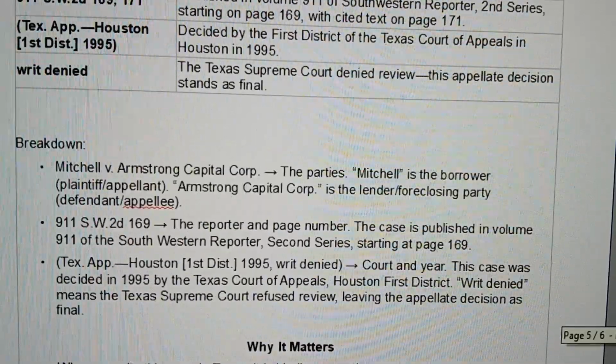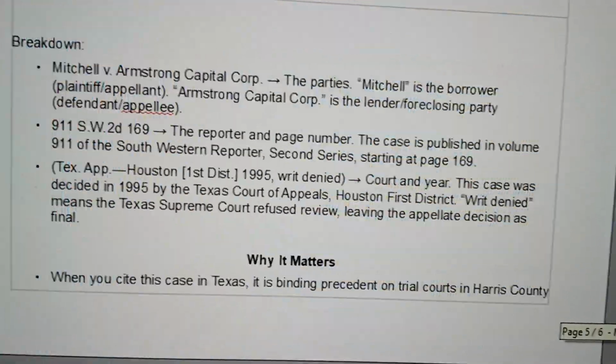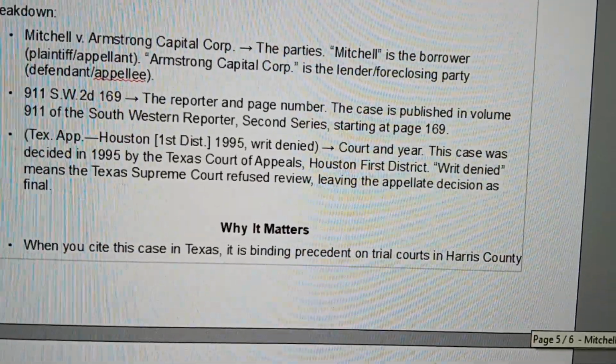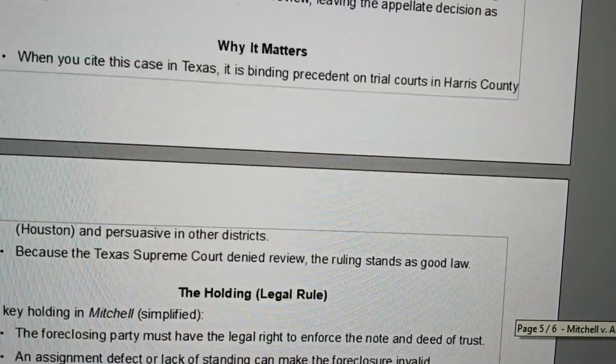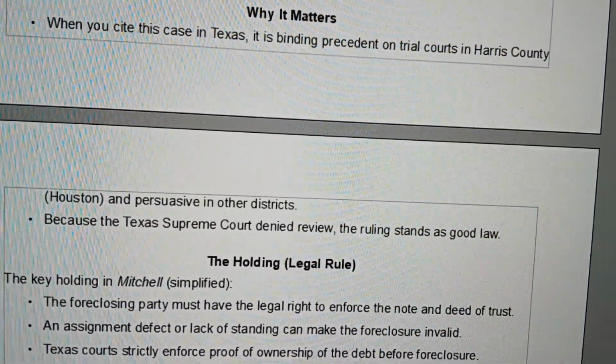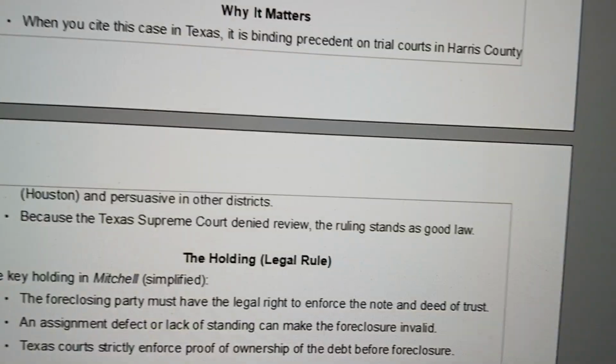Okay, breakdown. Again, this is just going over what we just said. Why it matters: when you cite this case in Texas, it's a binding precedent on trial courts in Harris County. That's why it's a good one, guys. Because the Texas Supreme Court denied review, the ruling stands as good law, and nobody's overruled that one, by the way.